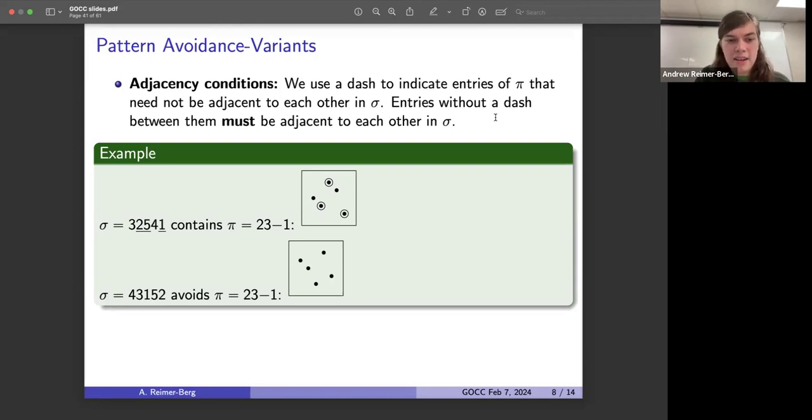On the other hand, 4, 3, 1, 5, 2 avoids 2, 3 dash 1, because even though if I look at the subword 4, 5, 2, that is a 2, 3, 1, the 4 and the 5 aren't adjacent, and so it doesn't satisfy the requirements.